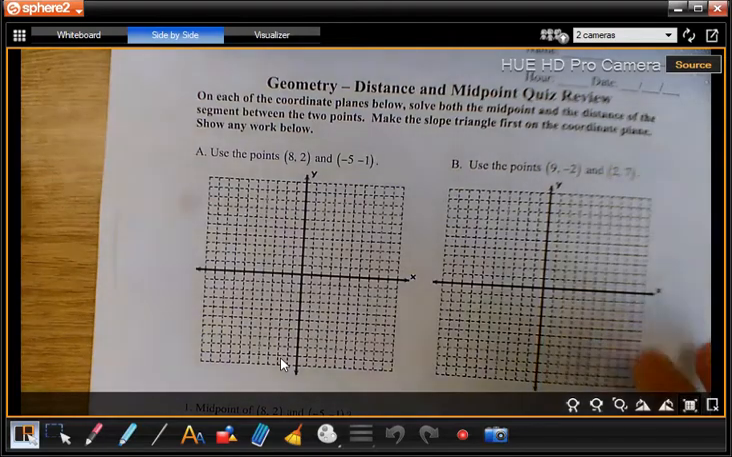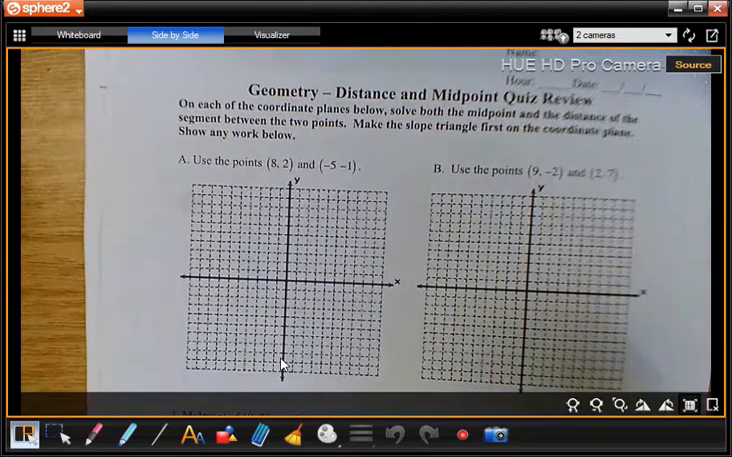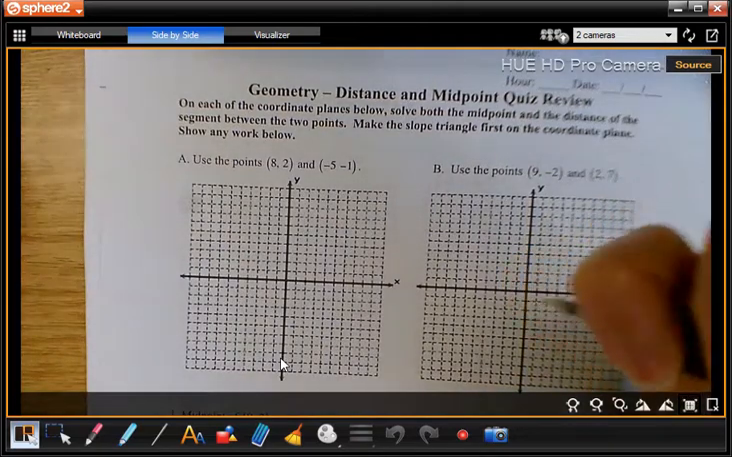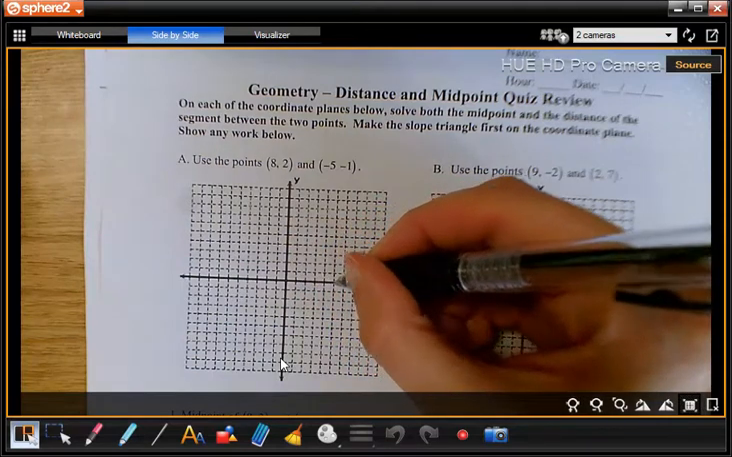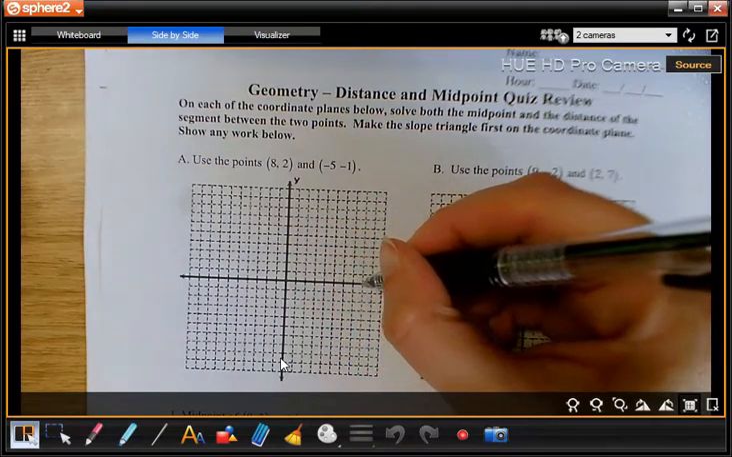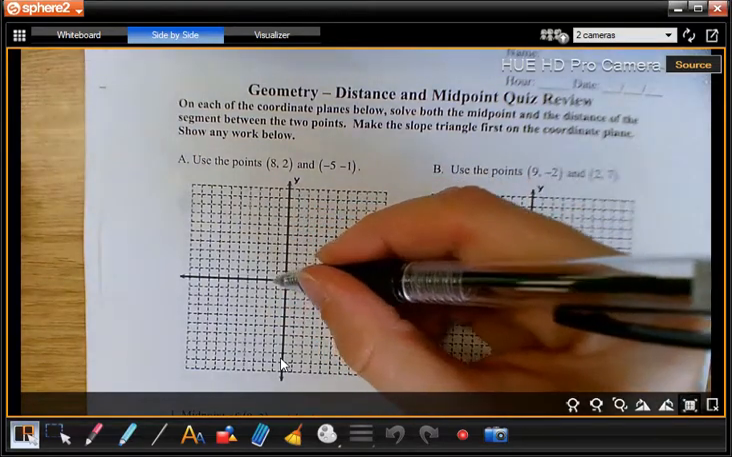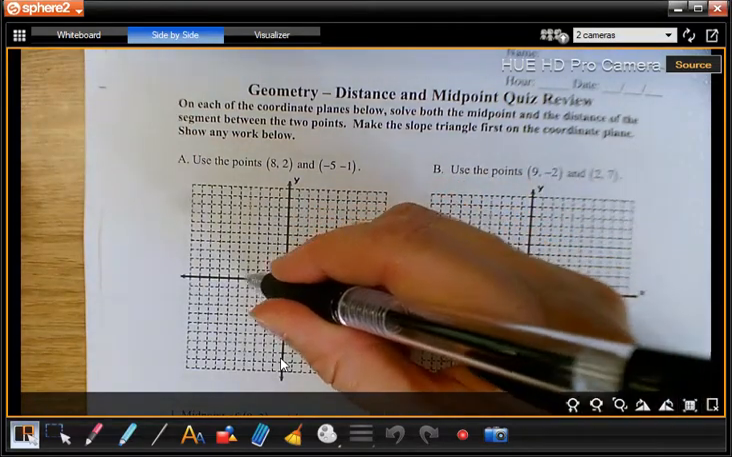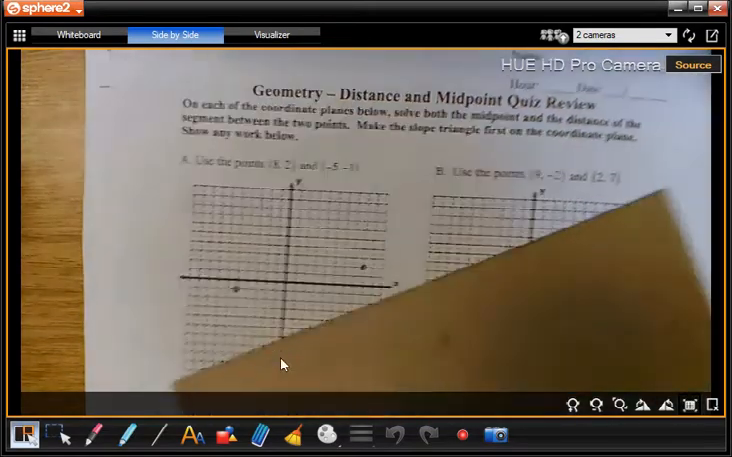So we're going to look at the distance and the midpoint for both of these. For this first one, I'm going to plot the points. I'm going to go 1, 2, 3, 4, 5, 6, 7, 8, up 1, 2. Then I'm going to go to the left 5, 1, 2, 3, 4, 5, down 1. I'm going to connect those dots.